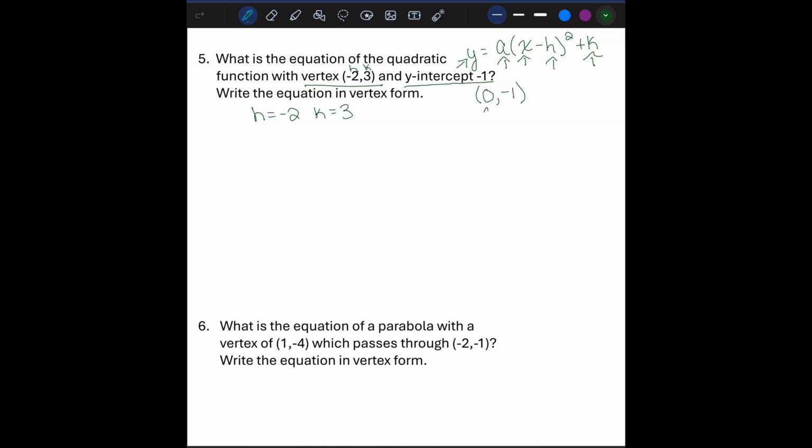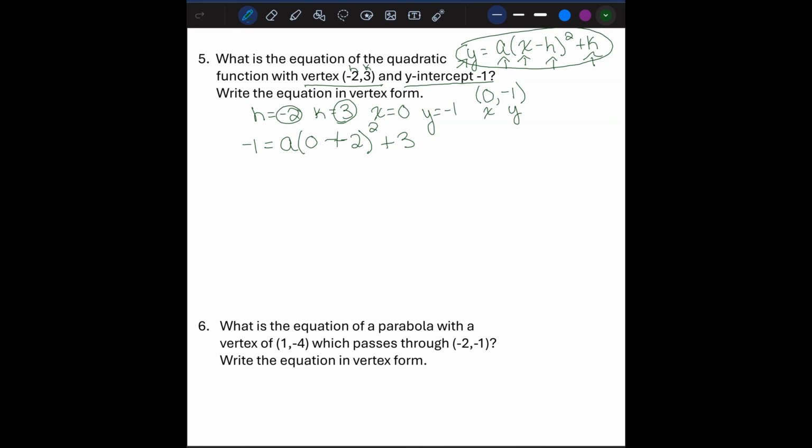So that means that this would be the x and this would be the y, just to find my a. So x is 0, y is negative 1. So I'm going to plug in to this right here and solve for a. So my y value is -1. I don't know the a. And then I have x, which is 0, minus my h value. Well, h is -2, which means this is going to make this positive, squared plus my k value, which is 3.